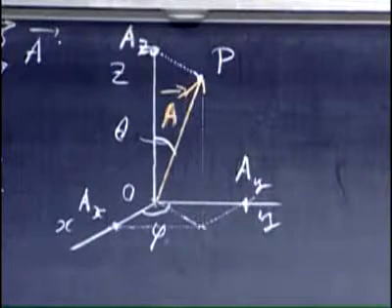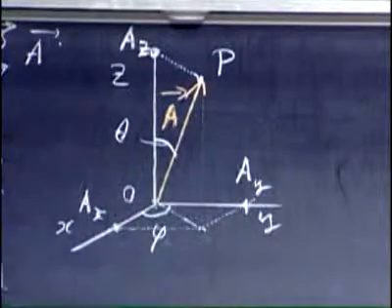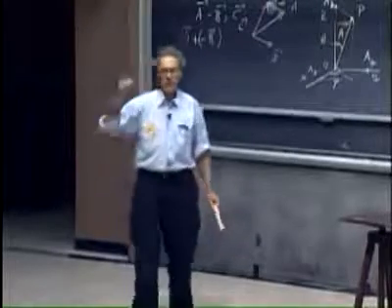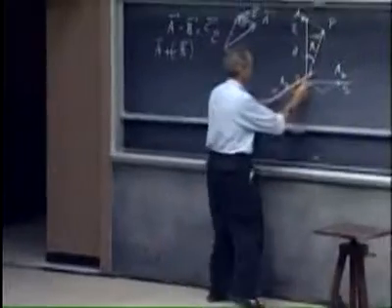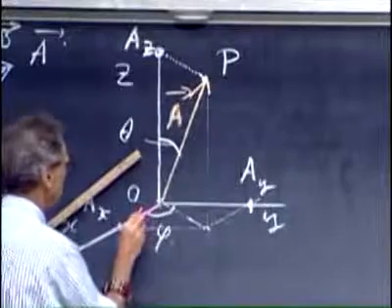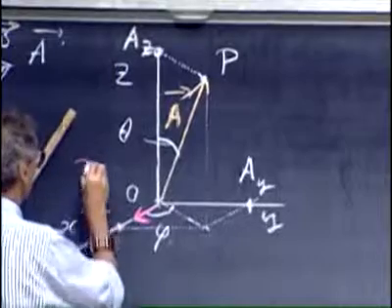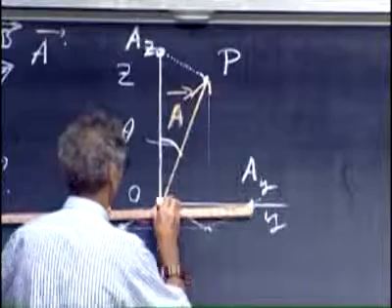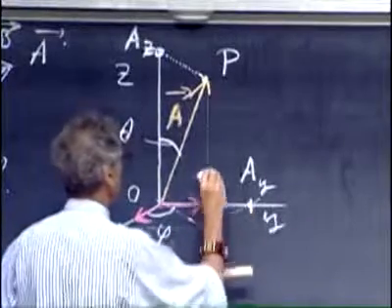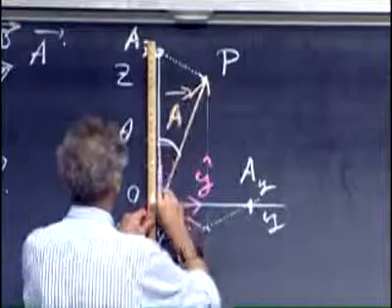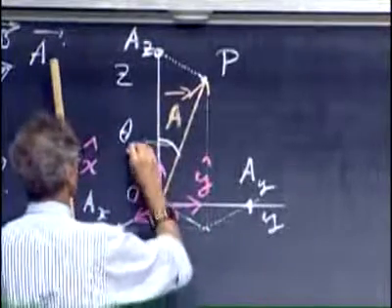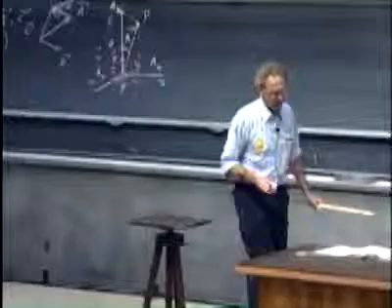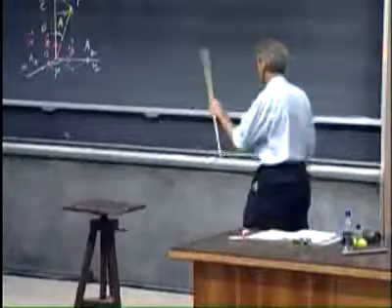We now introduce what we call unit vectors. Unit vectors are always pointing in the direction of the positive axis, and the unit vector in the x direction is this one. It has a length 1, and we write for it x roof. Roof always means unit vector. And this is the unit vector in the y direction, and this is the unit vector in the z direction.